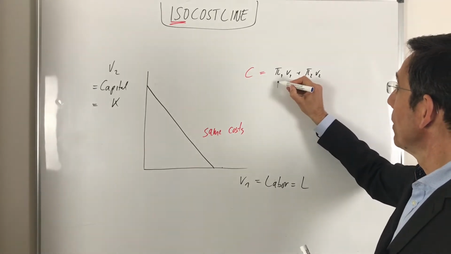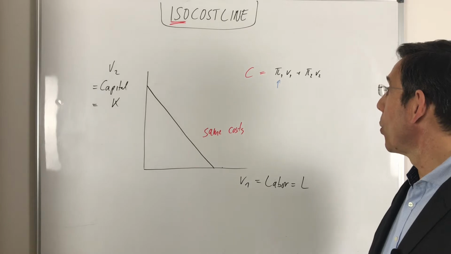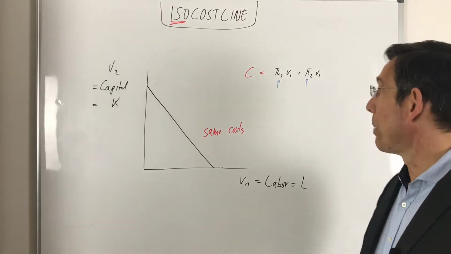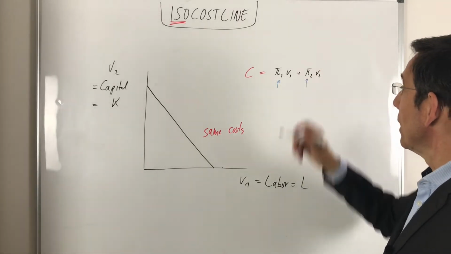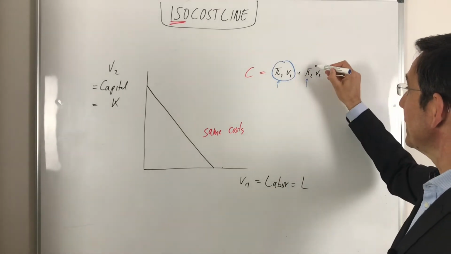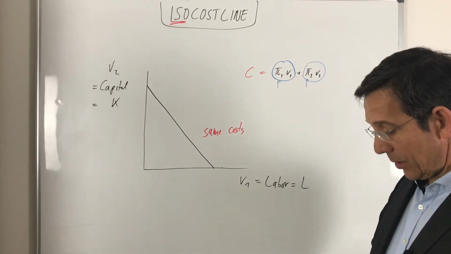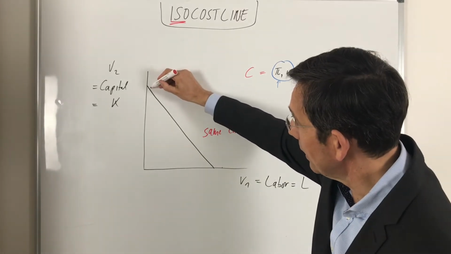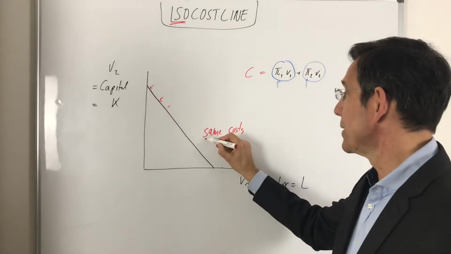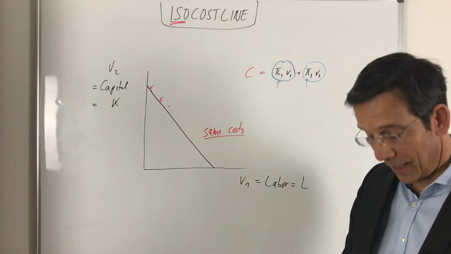And so, for example, the price for the input factor V1 could be pi 1, and the price for the input factor V2 could be pi 2, and the expenditures for input 1 plus the expenditures for input 2 yield the cost. And all points here on the line are associated with the same costs. That's the idea of the isocost line.